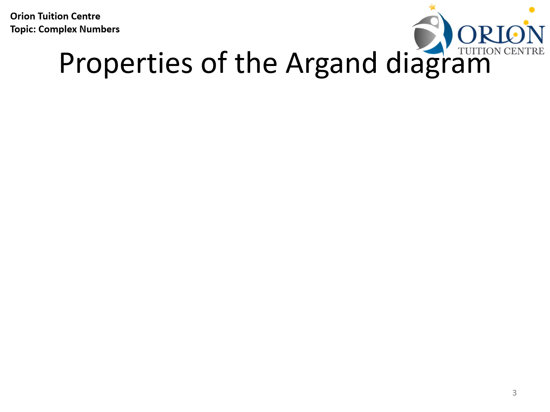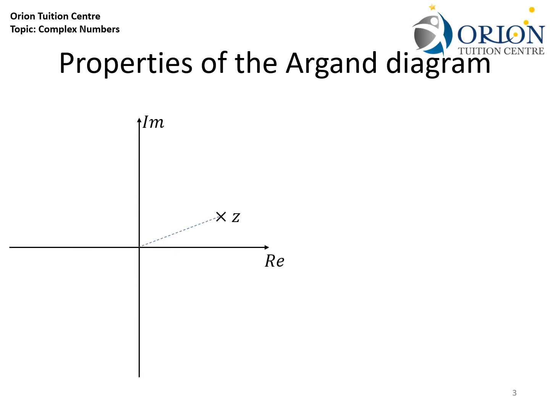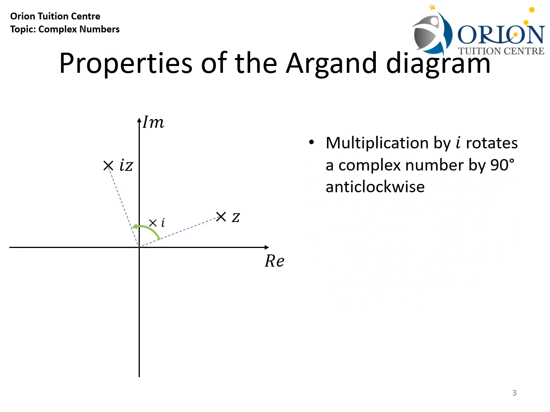When we have a complex number z represented on the Argand diagram, it can be shown that the complex number iz is at a position that is equidistant from the origin and rotated 90 degrees anti-clockwise from z. So any multiplication with i rotates a point by 90 degrees anti-clockwise in the Argand diagram.